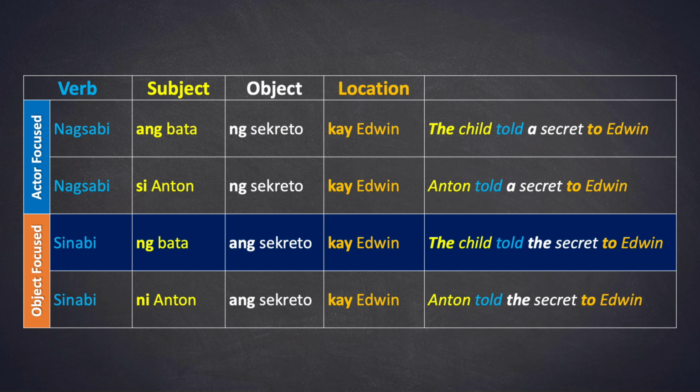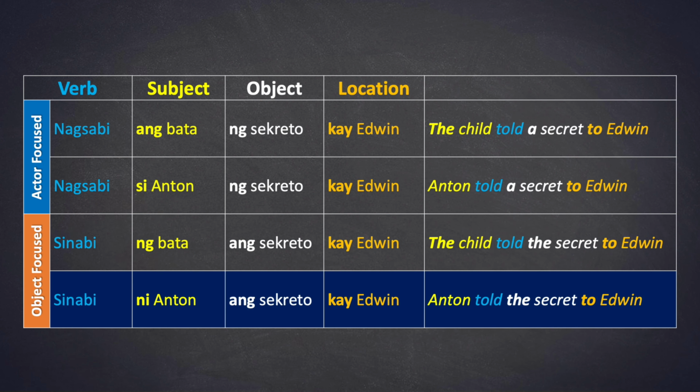Sinabi ng bata ang sekreto kay Edwin. The child told the secret to Edwin. Sinabi ni Anton ang sekreto kay Edwin. Anton told the secret to Edwin.